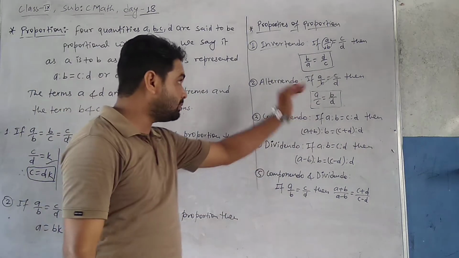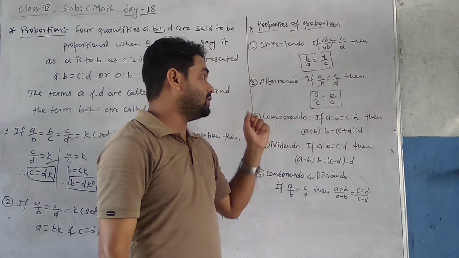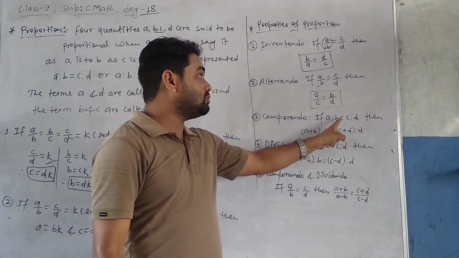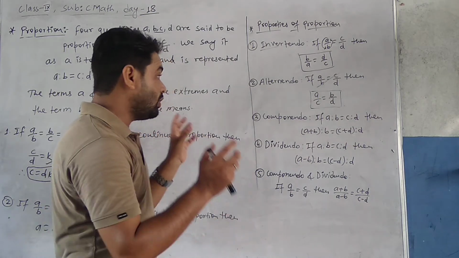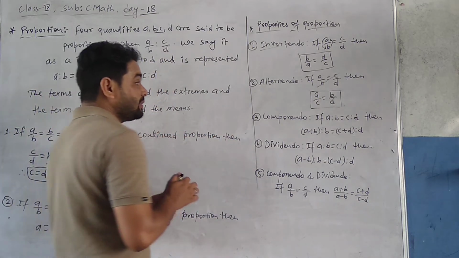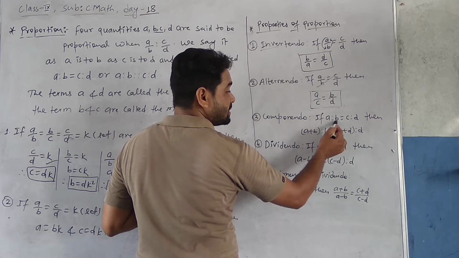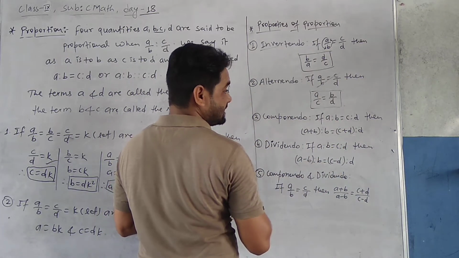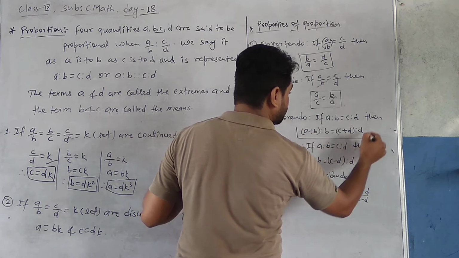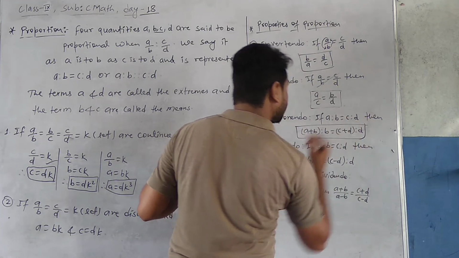Yes, the place there. Now componendo. If A is to B equals C is to D, then when we are going to combine them, A plus B is to B, C plus D is to D. This is the form of the componendo property.